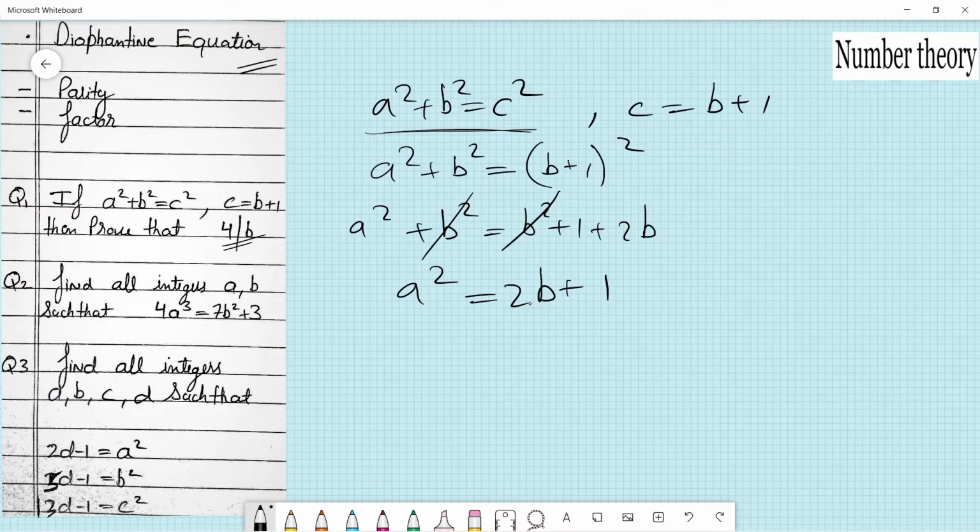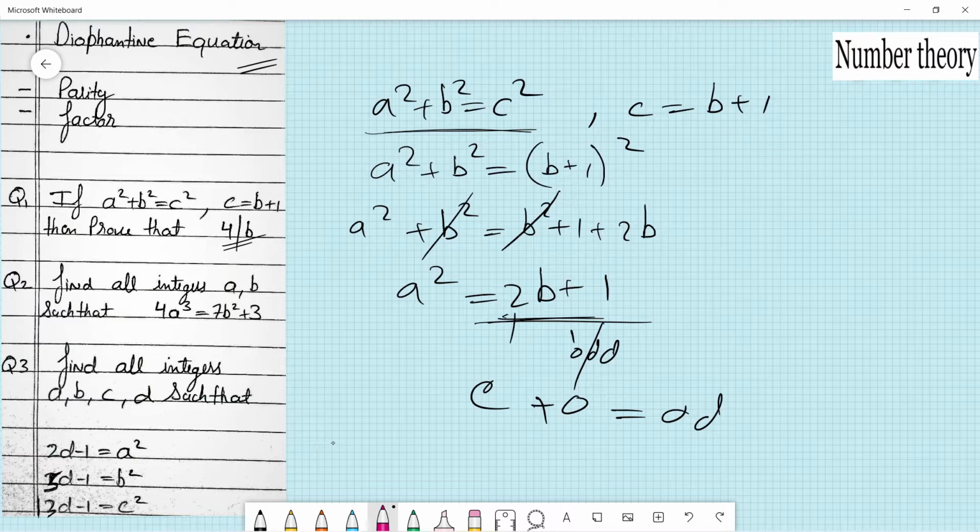Okay, now you can very easily see that this right hand side is odd, as it is of the form 2b plus 1. This is even, this is odd, so their sum will be odd. So the right hand side is odd, which implies the left hand side also has to be odd. So the information that we got is that a is odd. Okay, this information we have now.